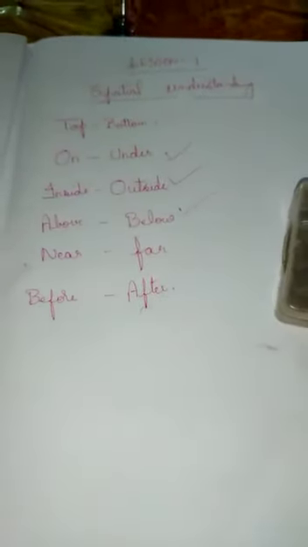Now I am again giving the simple examples. Top and bottom. Here, consider this pen. This pen is at the top of the book and the two boxes, and the book is at the bottom. On and under means the pen is on the book, and if I place the same pen here, it will be under the book.